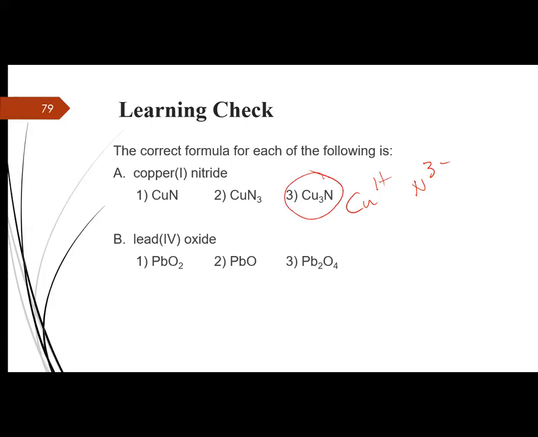Lead 4 oxide, well, that's Pb4+. Our oxygens all are 2-. And so we should have 2 of those oxygens for every 1 lead. And so we might choose 1, we might choose 3. What we want to think about is we want the smallest ratio of them. So we want to go with 1. Okay, and so you want to make sure that you're practicing those, that you feel comfortable with them.